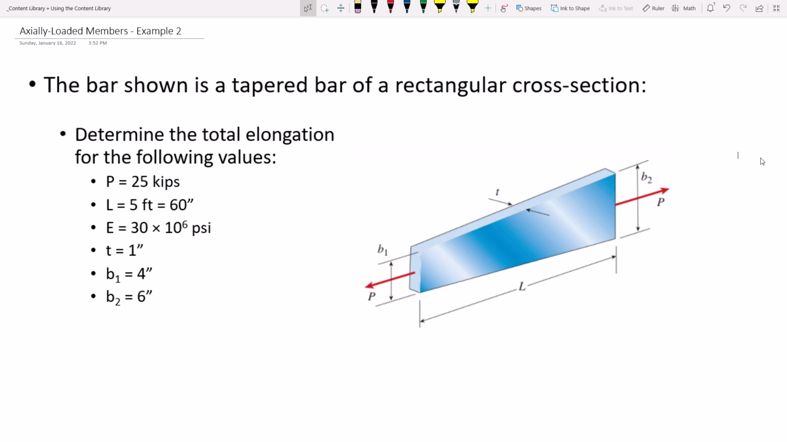The thing about this problem, though, is I do not have a variable load. I have a variable area. I have a tapered bar. So the bar is getting bigger as you go down the length. So, like with the last problem, we are going to have to integrate. What we're going to have to do is develop an area function, an area as a function of x, and then perform a similar integration. Okay? Does this make sense?